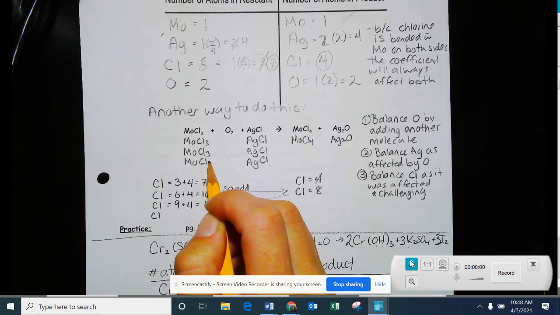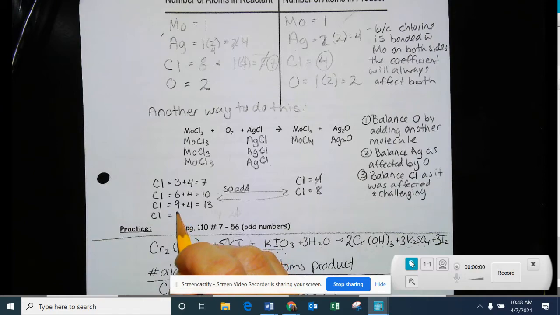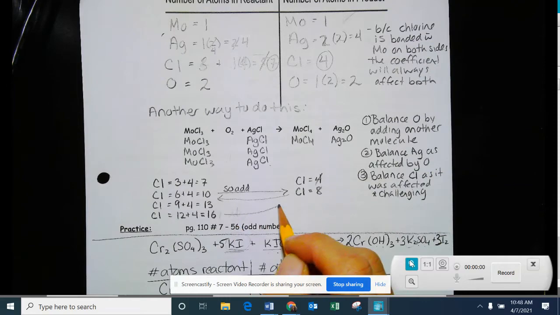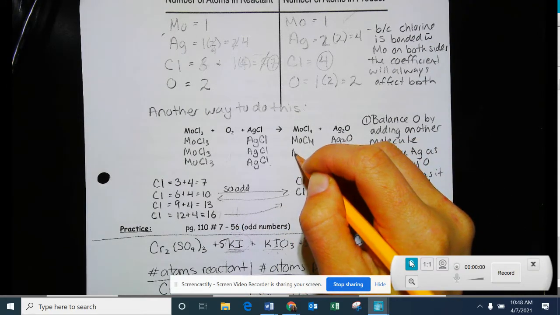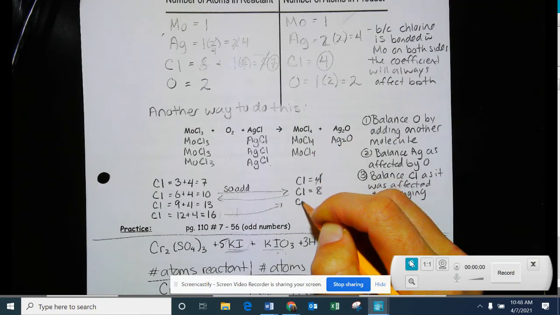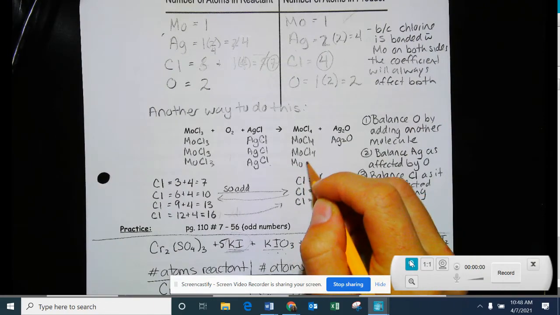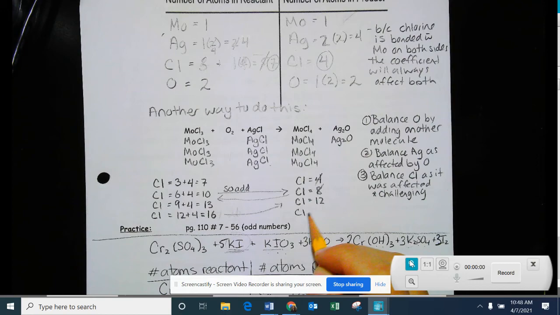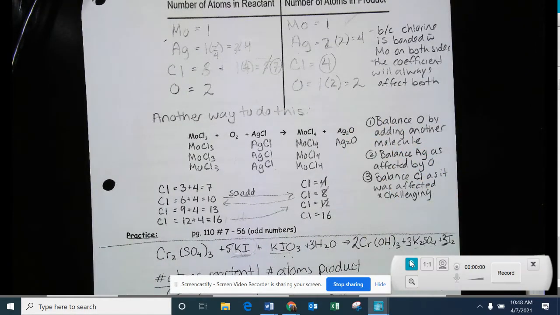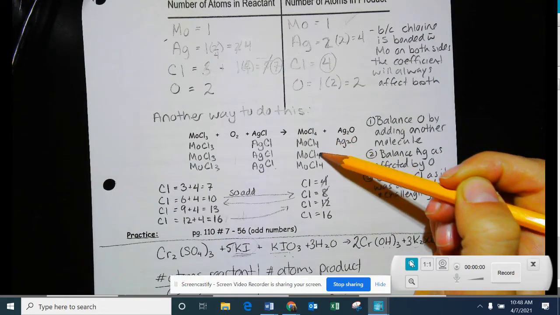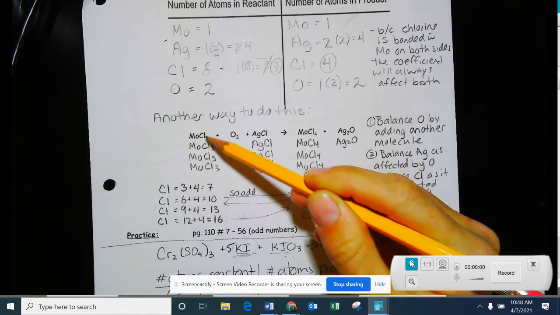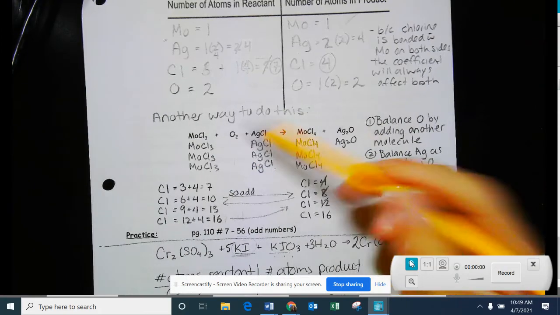Try adding another one, Cl3. So that is going to be 12 plus 4 is 16. So we need to add more over here. MoCl4. So with MoCl4, we have 12. And then if we add one more MoCl4, we've got 16. Sweet. Okay. So now our chlorines are balanced. And this way just kind of visually might be a little bit helpful. So we can see that there's 1, 2, 3, 4 of these, 1, 2, 3, 4 of these, 1, 2, 3, 4 of those, 1 of those, and 2 of those.